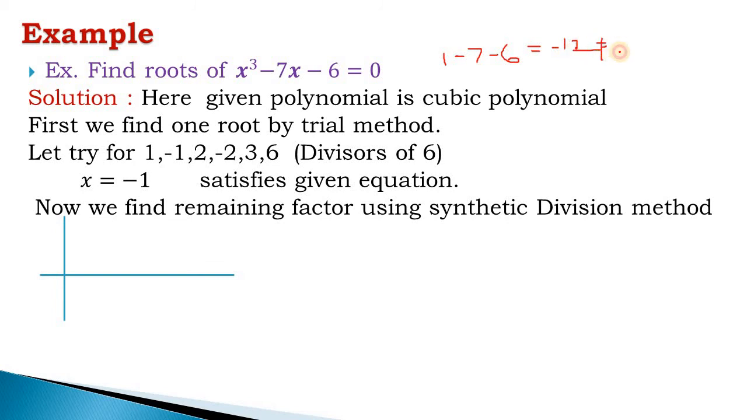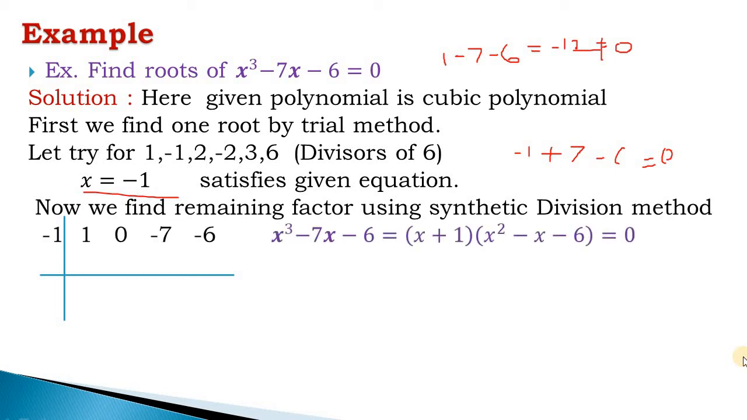So x equal to 1 does not satisfy. Now I go for x equal to minus 1. So minus 1 cube is minus 1, minus minus 7 is plus 7, minus 6. So what do we get? Minus 1 plus 7 minus 6 is 0. So here it is the root, x equal to minus 1.